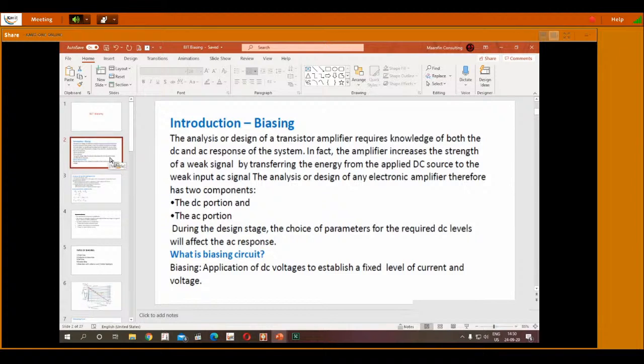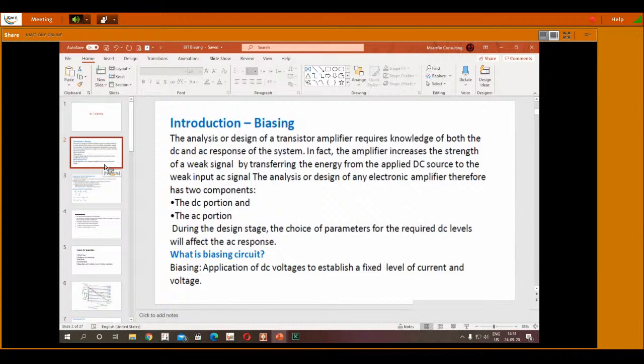Here we have so many methods to bias your transistor. Out of the five types of biasing techniques, the familiar one is the voltage divider biasing technique. Now, the signal which comes out from your amplifier will have a DC portion and an AC portion. So why do we need to analyze the DC characteristics?